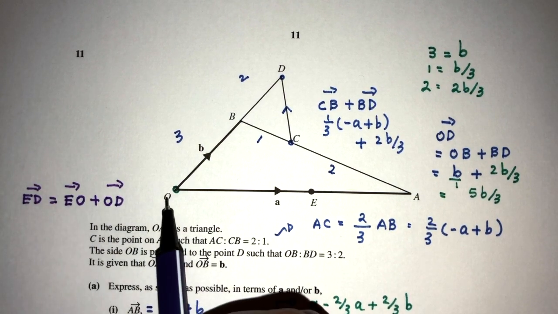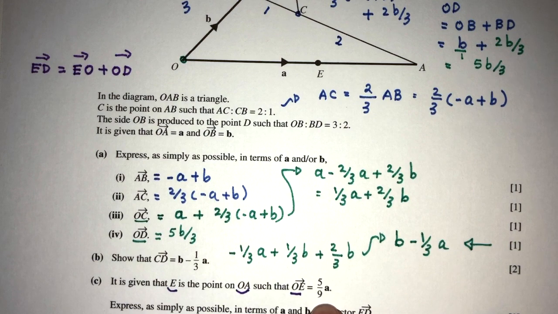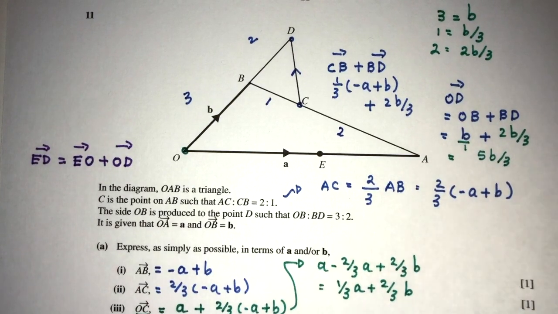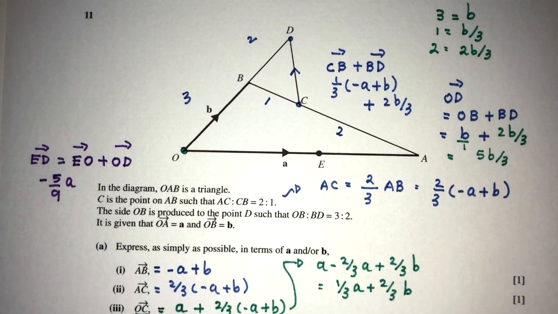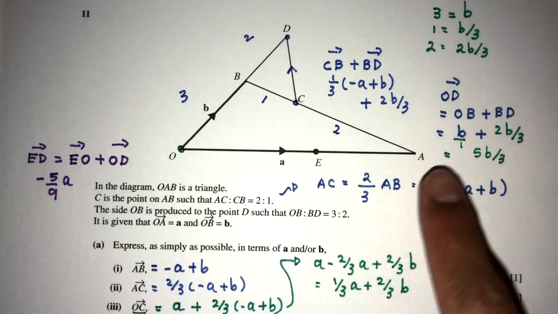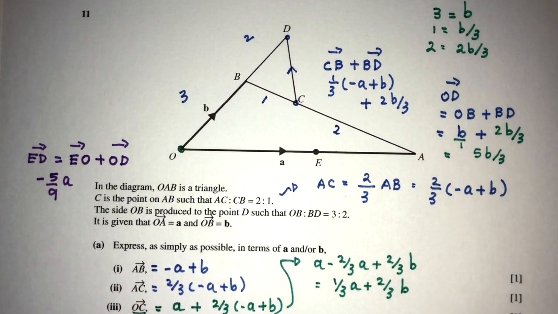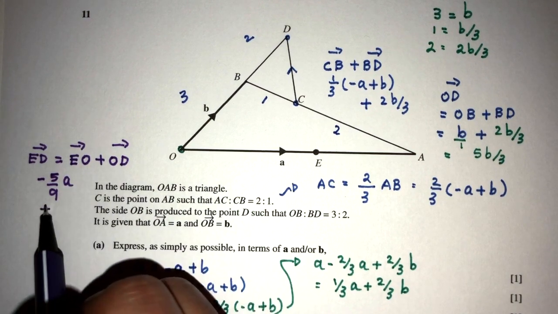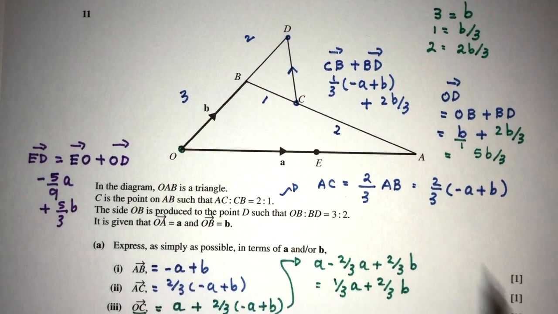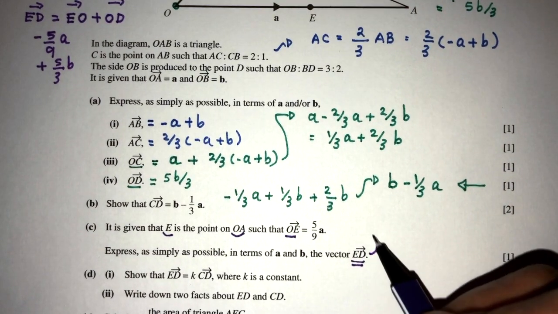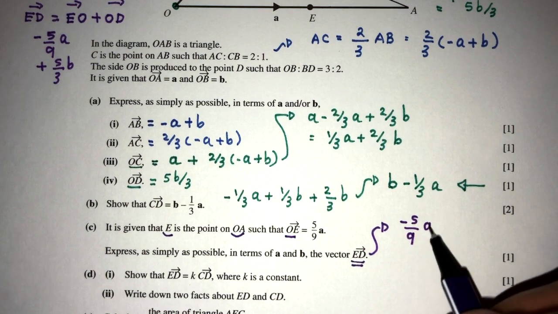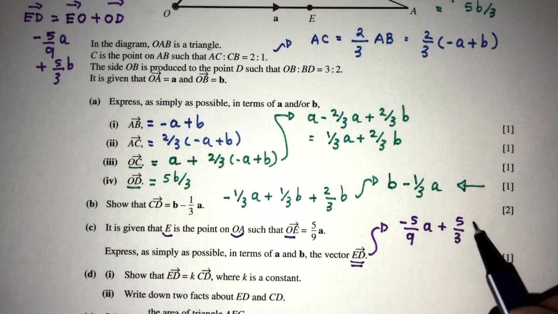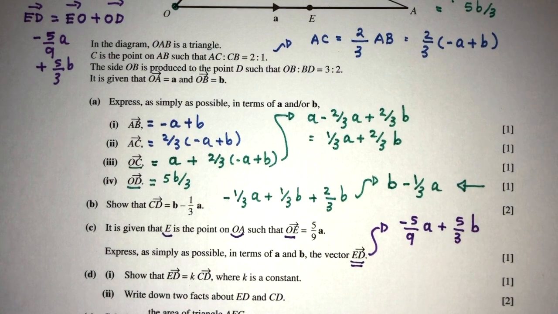Now we know that OE is given by this vector, so EO will be in the opposite direction, so that should be minus 5 over 9a. And then OD, as you have seen here, is 5 over 3b. So that should be plus 5 over 3b. Let me write this down again. As simply as possible, we have minus 5 over 9a plus 5 over 3b for this part C.